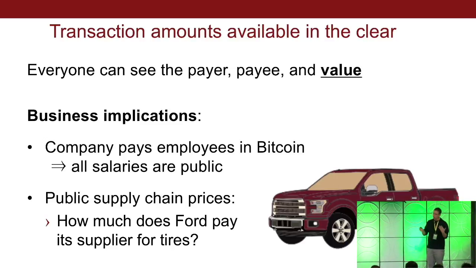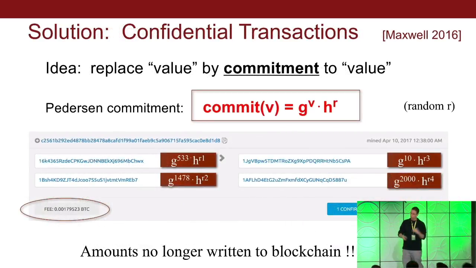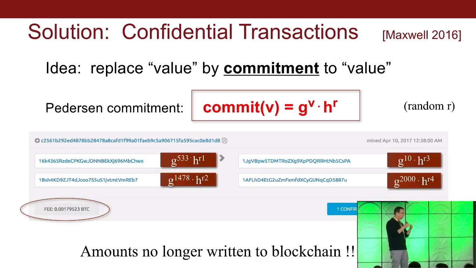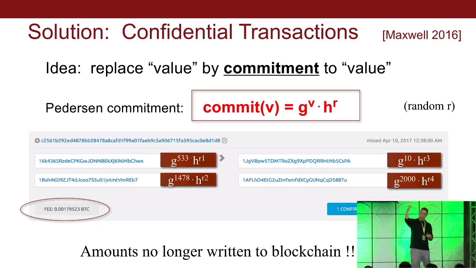And so there's a beautiful idea that I want to tell you about called confidential transactions. Maybe you've even heard of it. It's due to Greg Maxwell from a year and a half ago. And the idea is essentially to hide the amounts on the blockchain. So you will still know who the payer and payee is. So you will know that Stanford paid my salary in Bitcoin, but you will not know how much they paid.